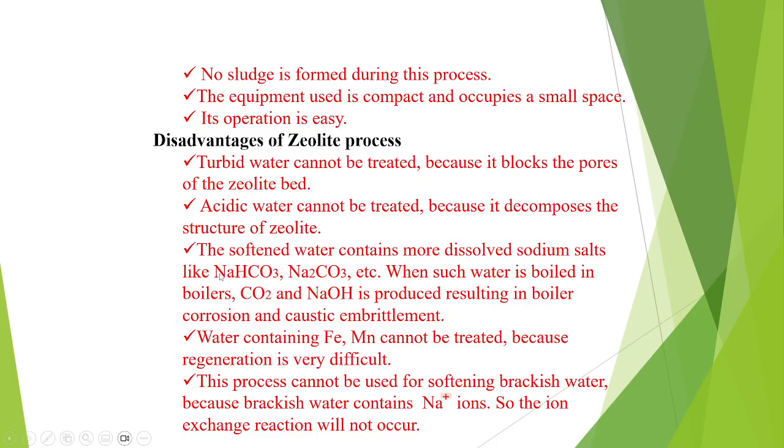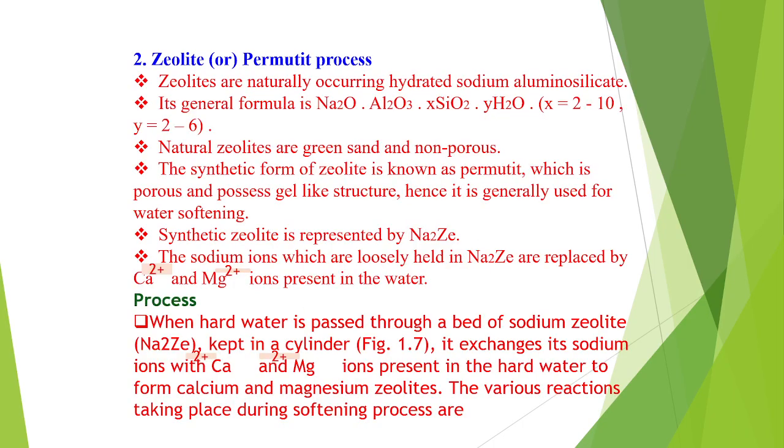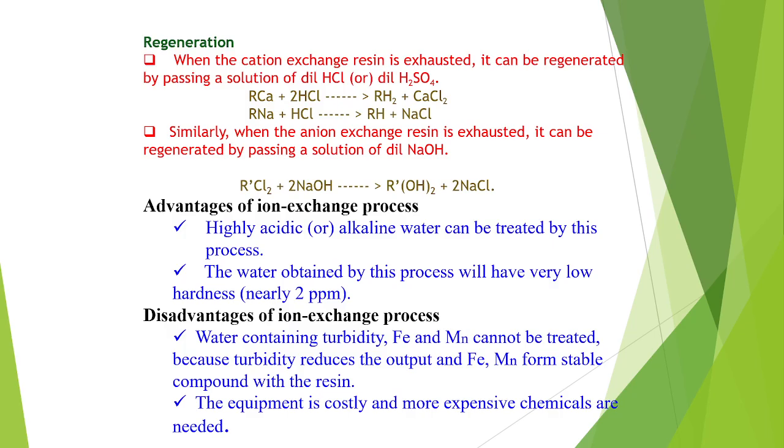And also, we cannot treat brackish water because it already contains sodium ions, and the zeolite bed also contains sodium ions. So there is no use in removing the sodium ions present in the brackish water, because the outcoming water will again contain sodium ions. Water containing iron and manganese also cannot be treated because it will form a strong complex with the zeolite, so we cannot regenerate the bed again.